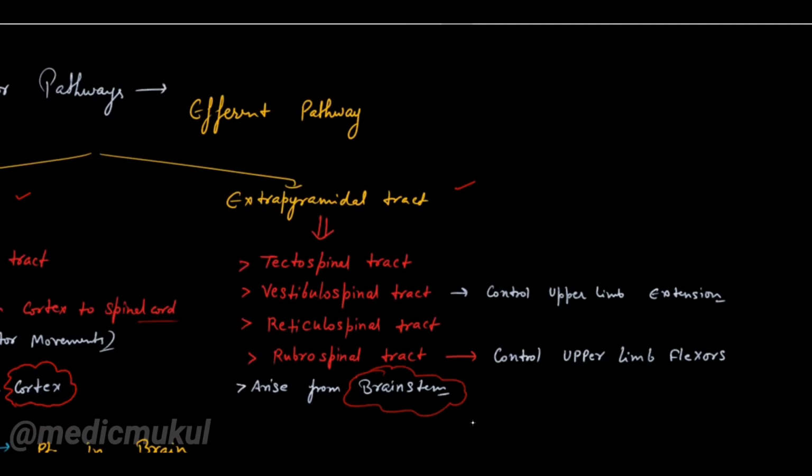The vestibulospinal tract controls upper limb extension. The rubrospinal tract controls upper limb flexor muscles.